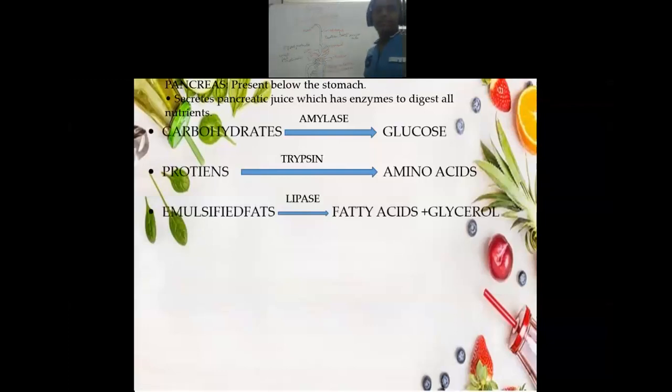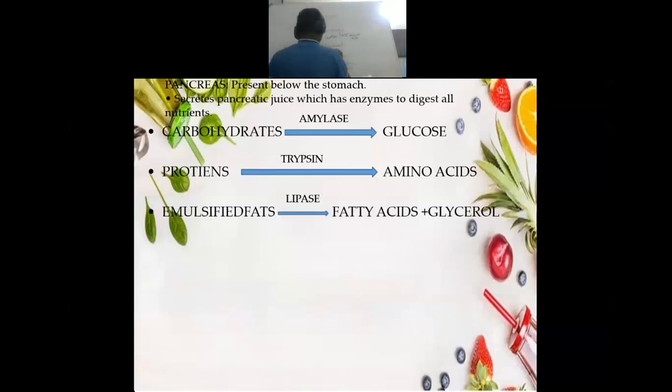So this pancreatic juice converts carbohydrates to glucose with the help of amylase, and then it converts proteins to amino acids with the help of trypsin.